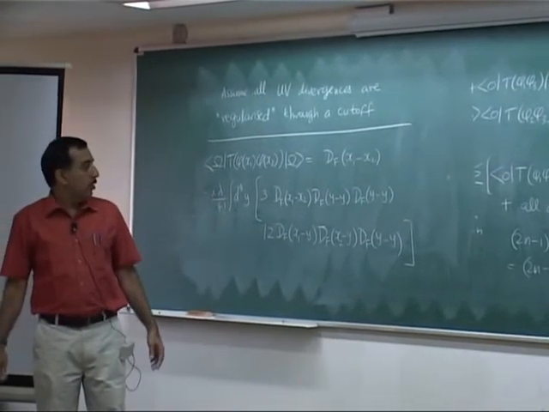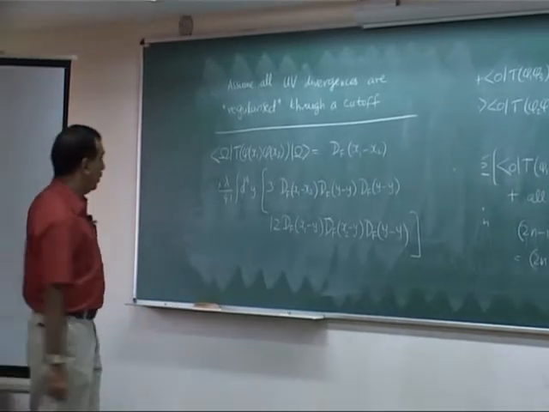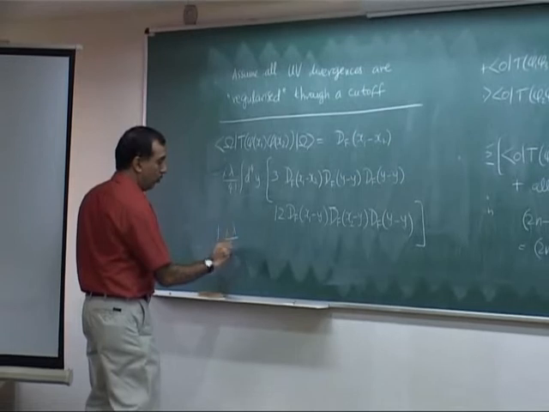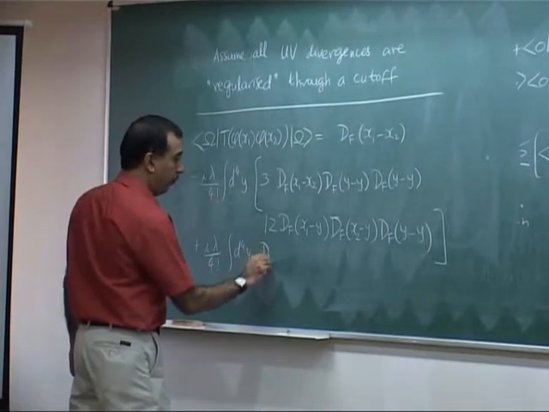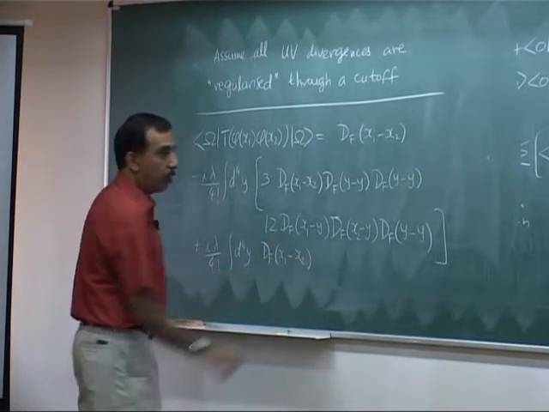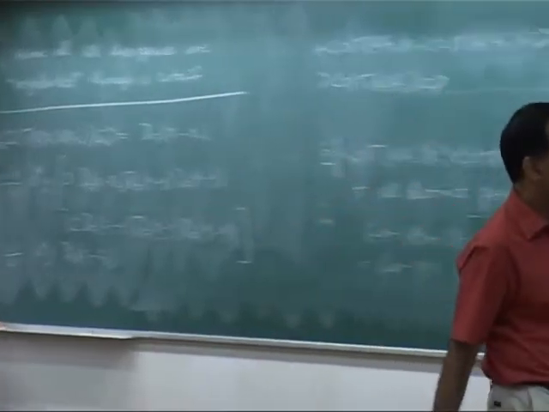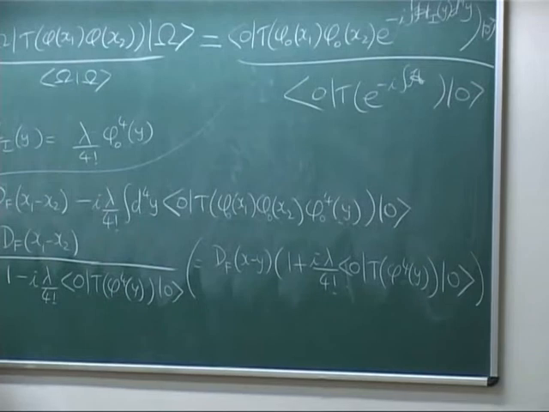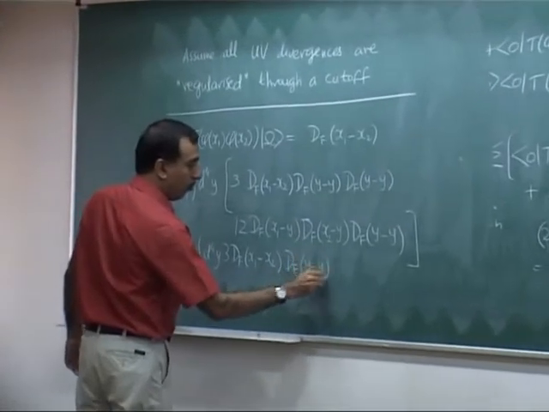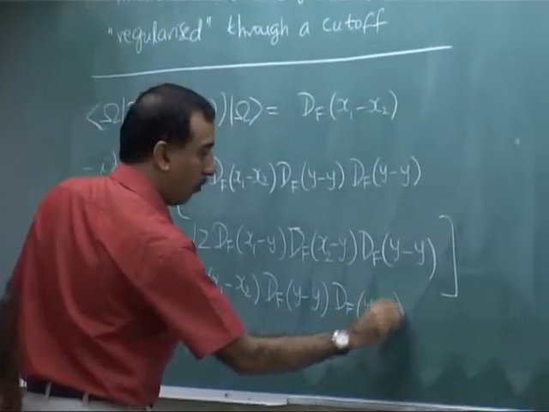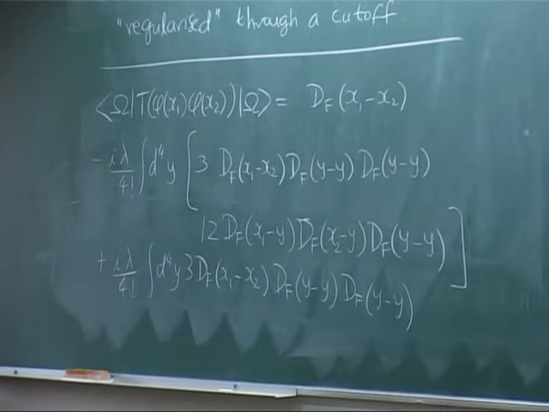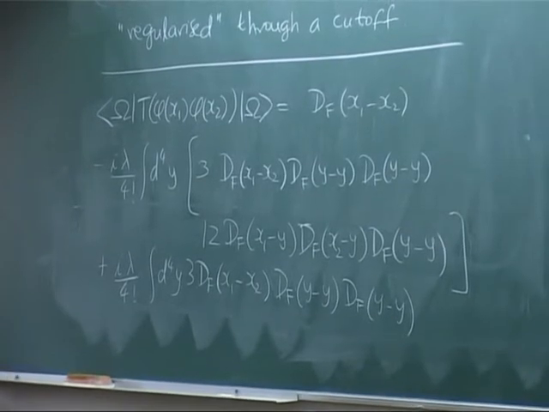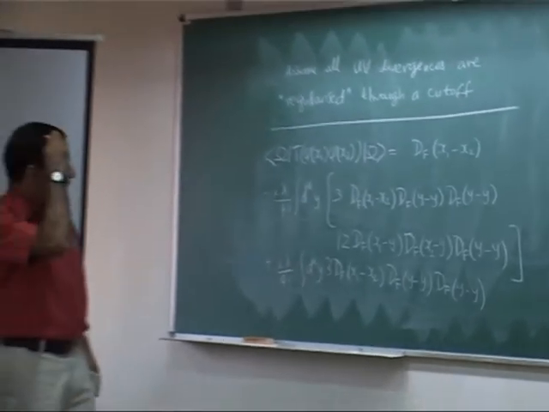Okay. So this is this term, and finally, there's plus i lambda over 4 factorial integral d4y, then Df of x1 minus x2, and this gives me three terms by the same counting. Okay? Correct? Three terms. This is from the denominator which I expanded.